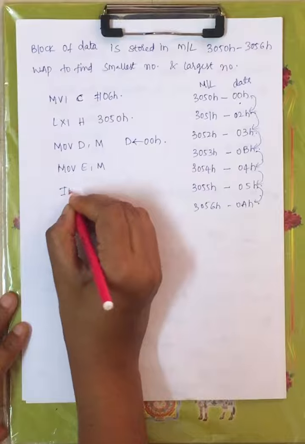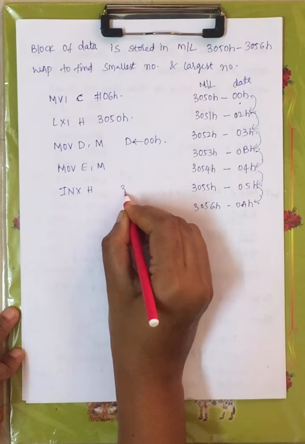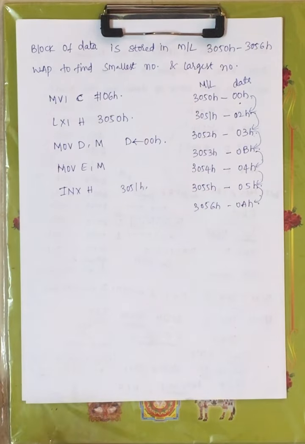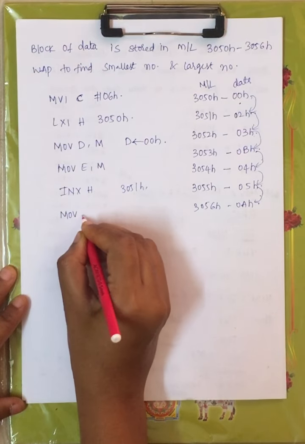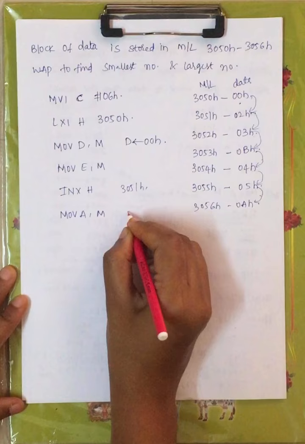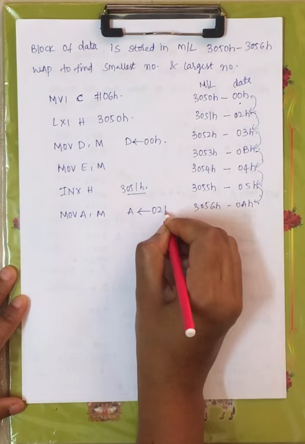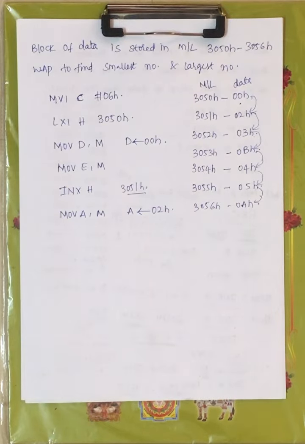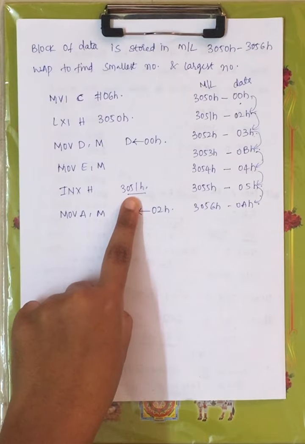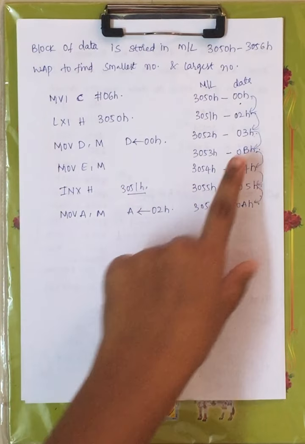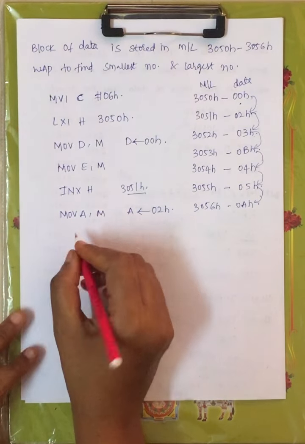Next, incrementing the memory location. Initially it is 3050h, now it will be 3051h. Next, MOV A, M. Now A is moved with the contents of 3051h, that is 02h. MOV A, M is pointing to the memory location in the HL register pair, that is 3051h. This has data 02h, which is moved to the accumulator.